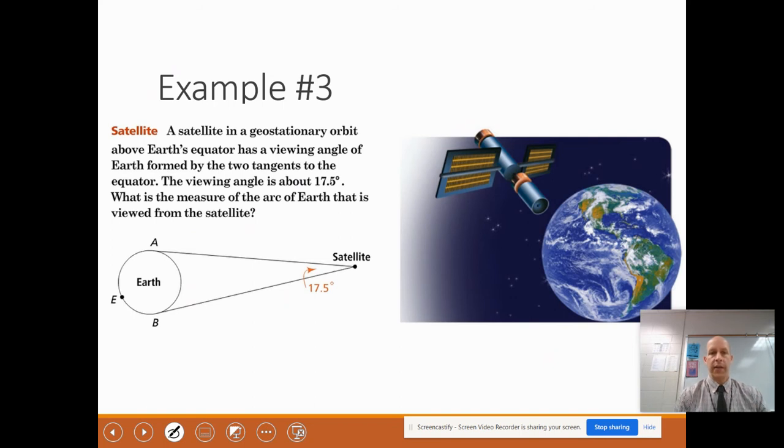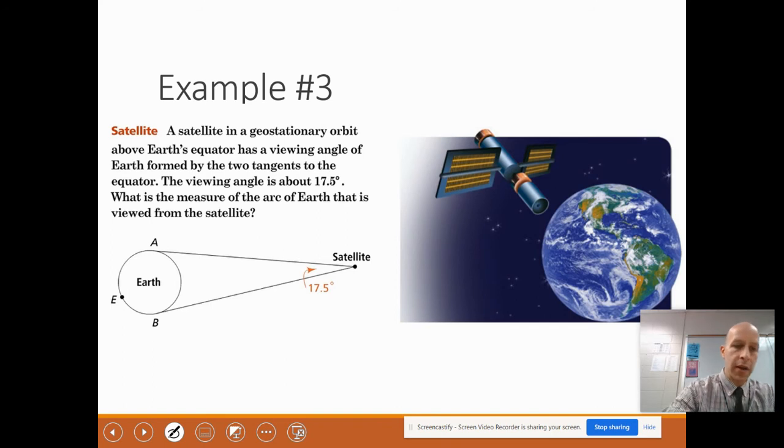All right, let's look at another example. This one's kind of a more application example. So here we are looking at Earth. We've got Earth here on the left. It says a satellite in a geostationary orbit above the Earth's equator has a viewing angle of the Earth that forms 2 tangents to the equator. The viewing angle is about 17.5 degrees. What is the measure of the arc of the Earth that is viewed by the satellite?